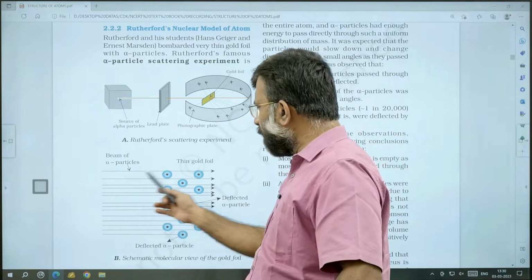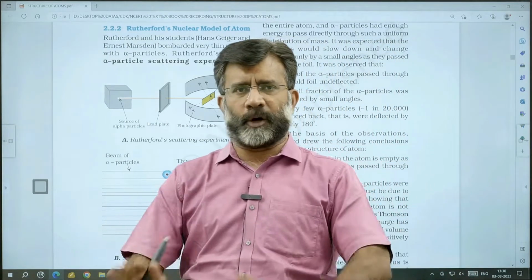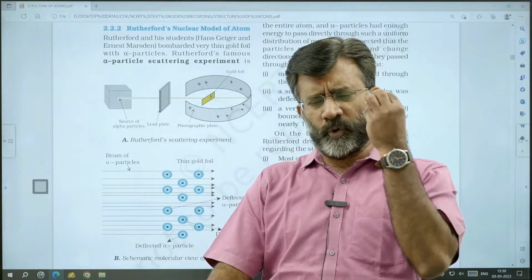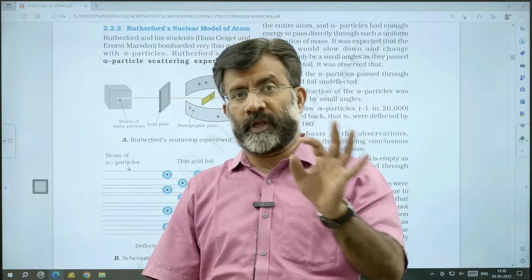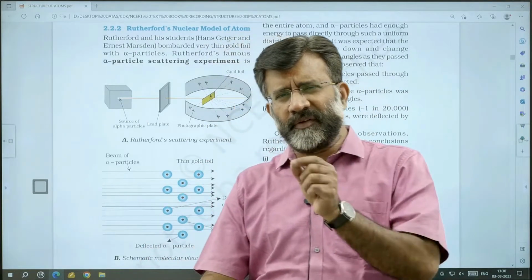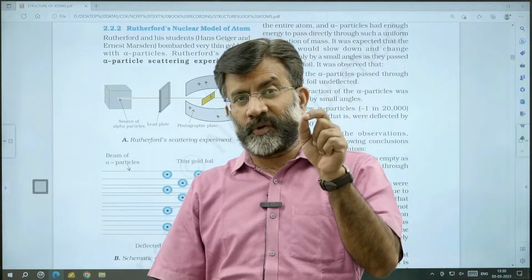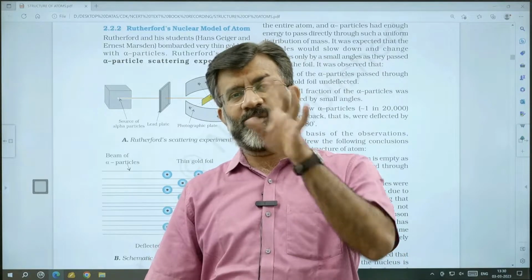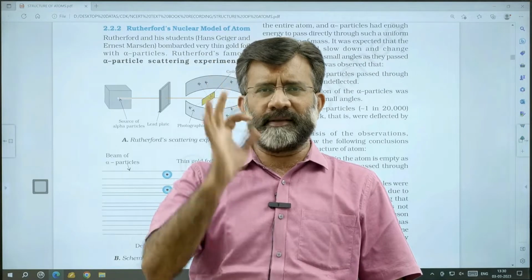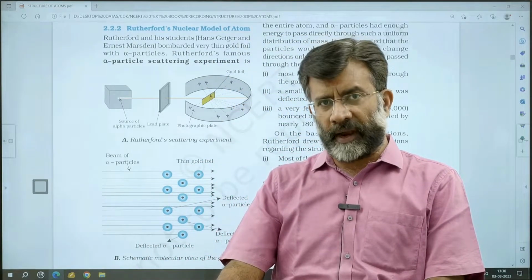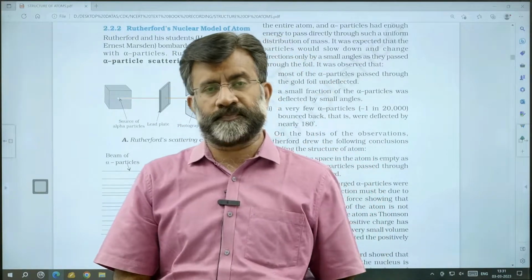Almost all particles seemed to be passing through the gold foil undeflected, without any disturbance. The majority of alpha particles passed through the gold foil without any disturbance. Very few made a deflection, and a very few, 1 out of 20,000, were found to bounce back. That gave a clear picture regarding the nature of the atom and its mass being concentrated about the nucleus.